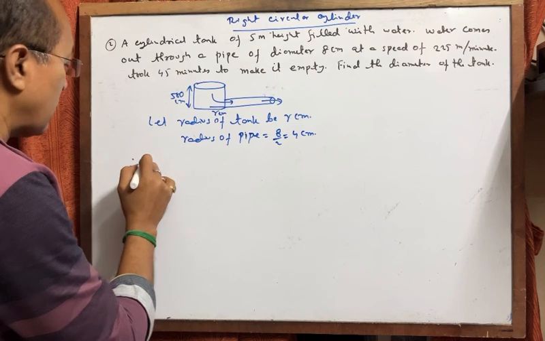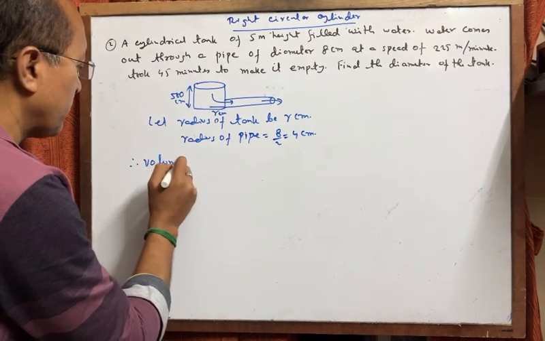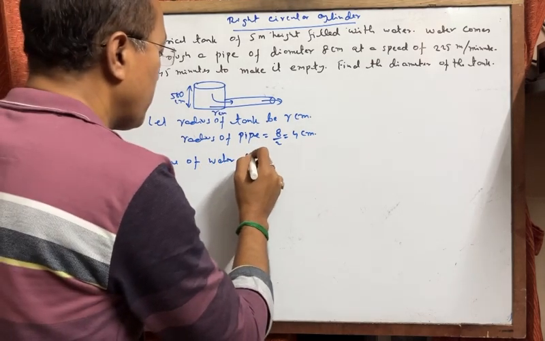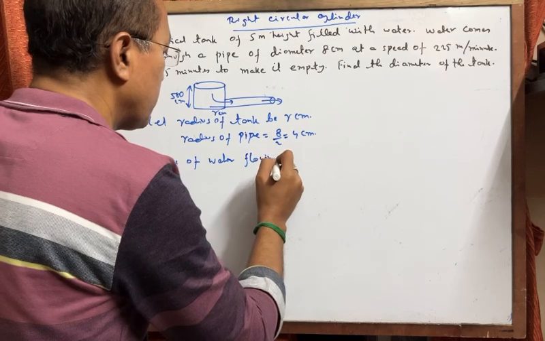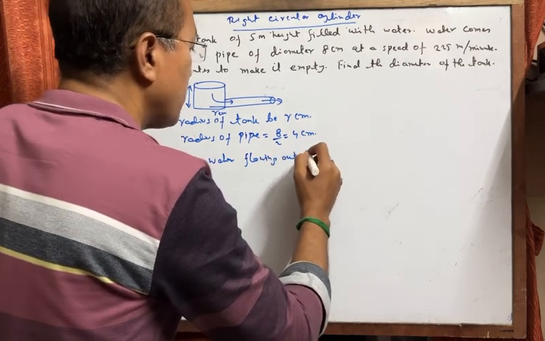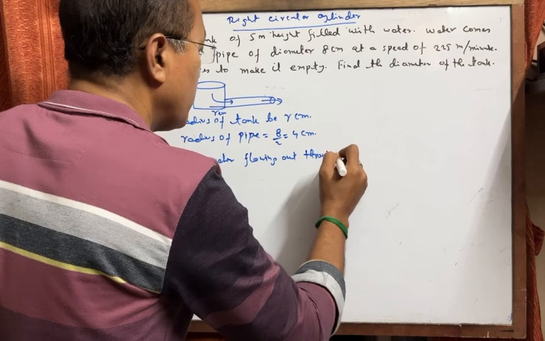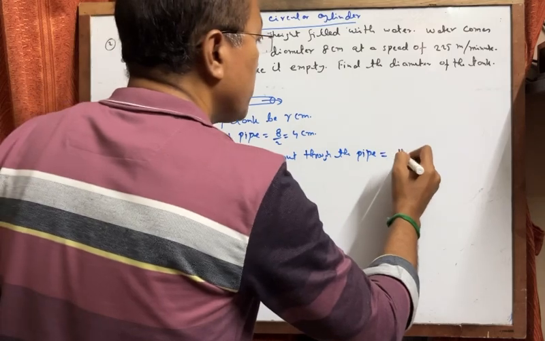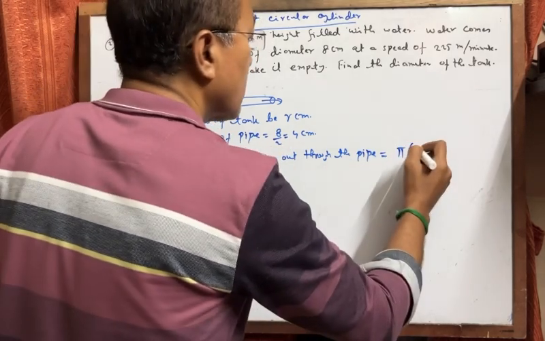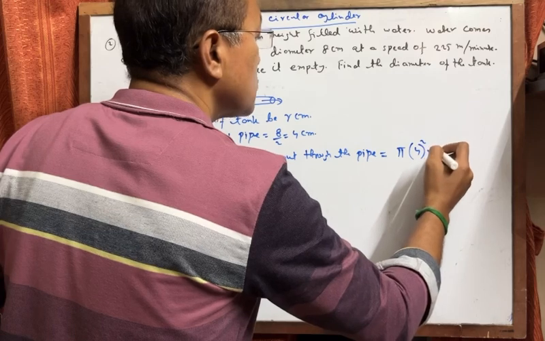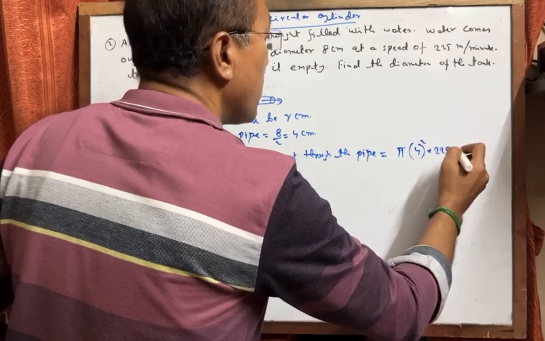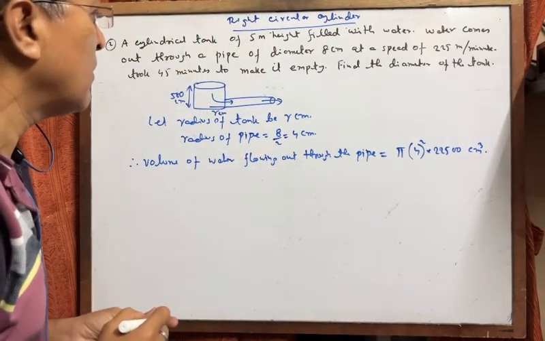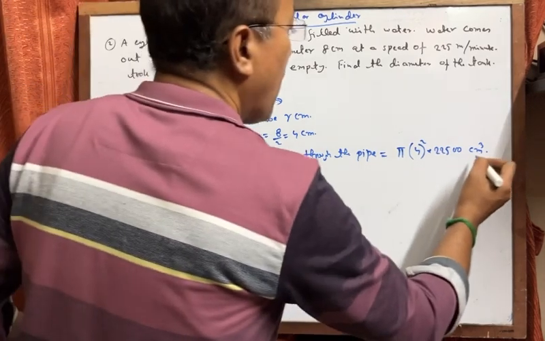Therefore, volume of water flowing out through the pipe is equal to pi into 4 square into 22500 cubic centimeter per minute.